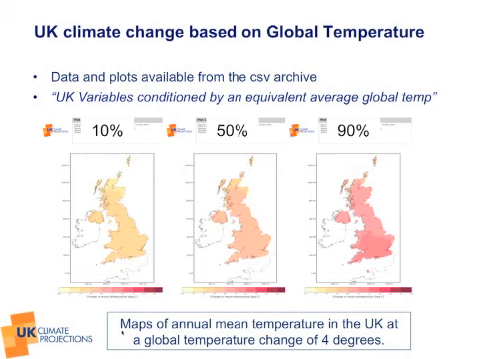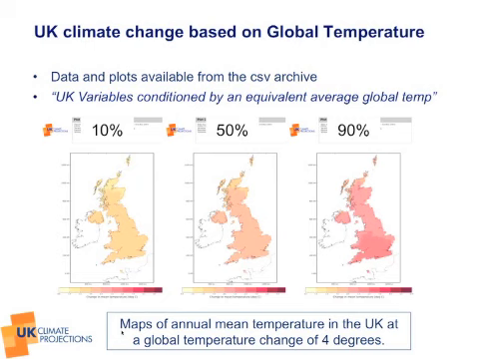Data and maps based on changes in global temperature have been produced for the UK. These maps can be produced for projected changes across the UK relative to a selected increase in global temperature. All of the information is available through the CSV archive on the user interface, and you'll need to select the text in italics on the screen.